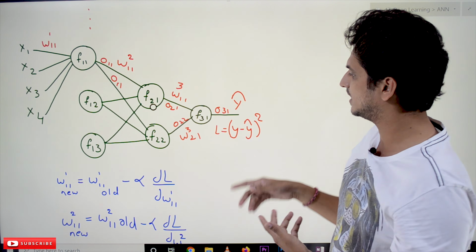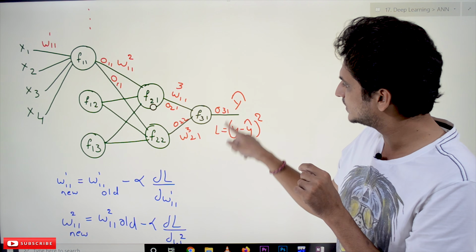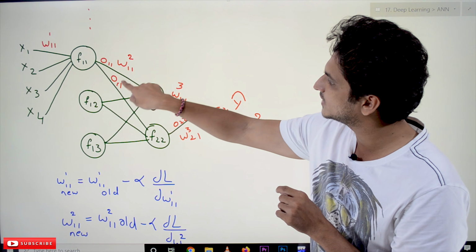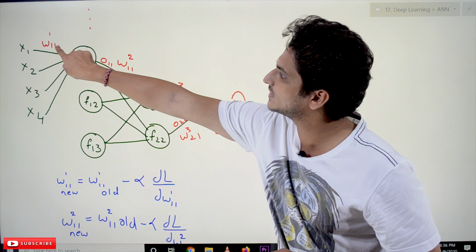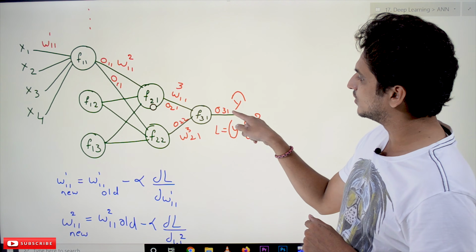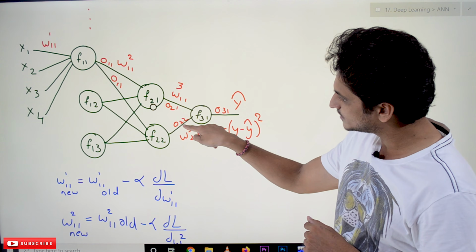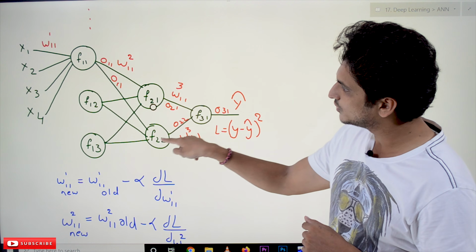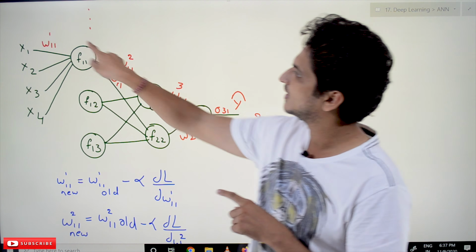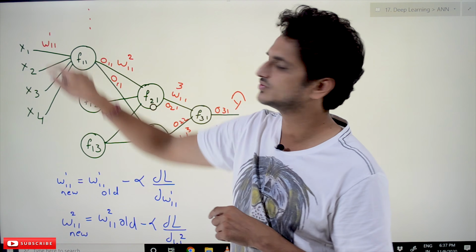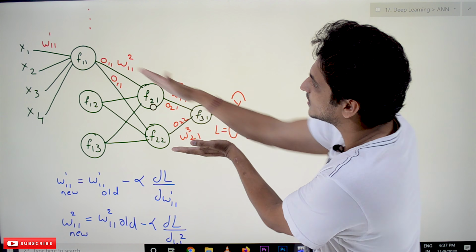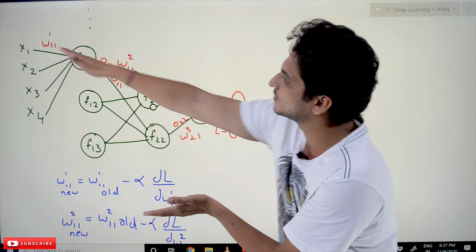How do we calculate it? The change in dou L with respect to dou O31, dou O31 with respect to dou O21, dou O21 with respect to dou O11, dou O11 with respect to W111. The same way, dou L with respect to dou O31, dou O31 with respect to dou O22, dou O22 with respect to dou O11, and dou O11 with respect to dou W111. This is how we calculate. We have to sum these two path values.